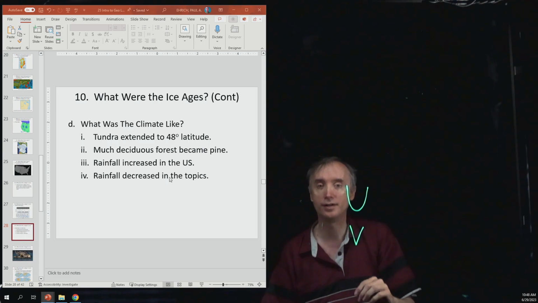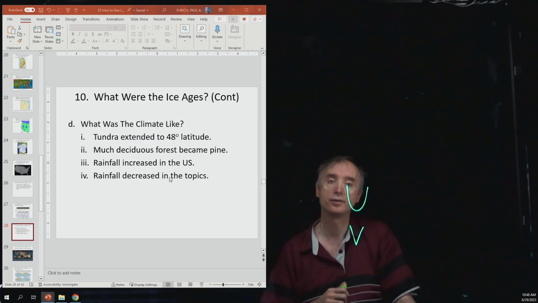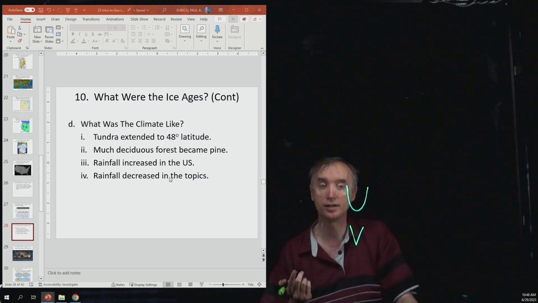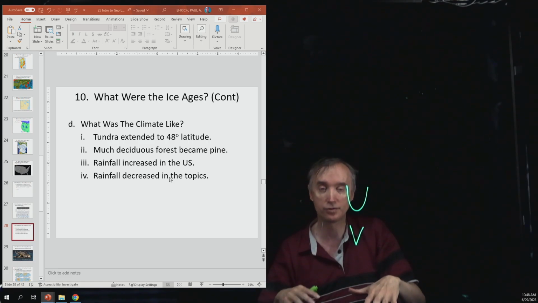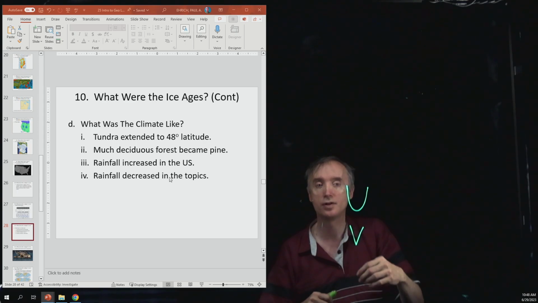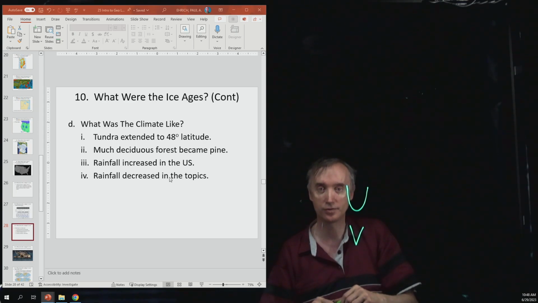So what was the climate like during the ice ages? Currently the tundra is up in Canada, but during the ice ages, tundra would have extended as far south as 48 degrees latitude. Another thing is the kinds of trees that existed during the ice ages were mostly conifers. Today we have deciduous trees, trees that drop their leaves during the fall, but during the ice ages, the dominant type of tree would have been pine trees.